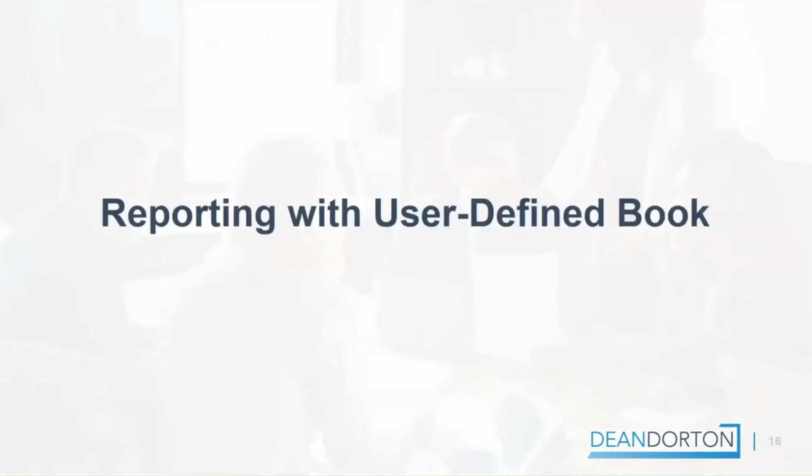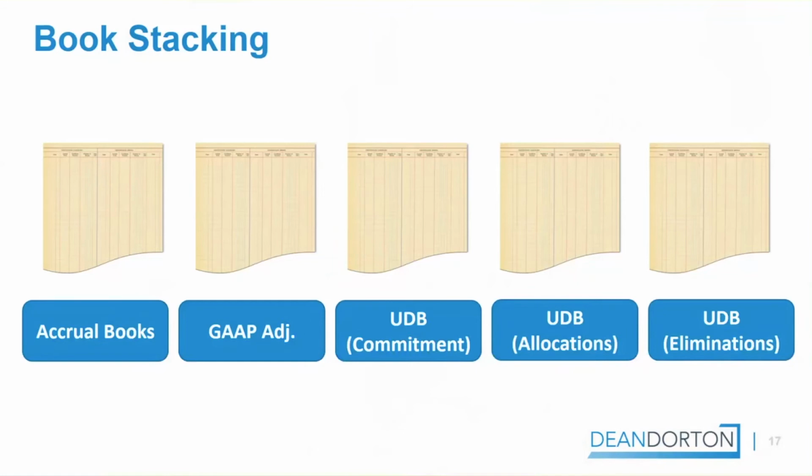So now we have data in the system for those user-defined books, but what can we actually do with it? So let's take a look. So we're going back to that concept of book stacking. So with book stacking, we're essentially putting our financial data into several different silos that we're going to combine in various ways for various purposes.